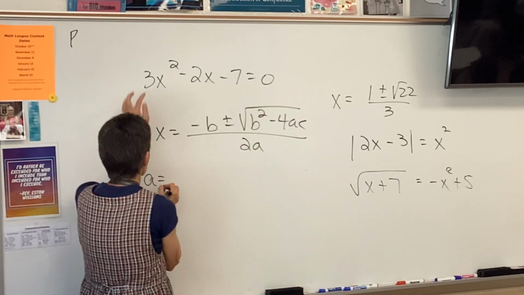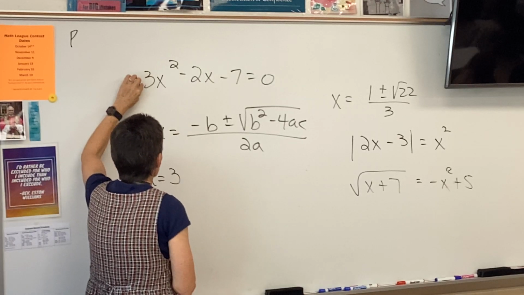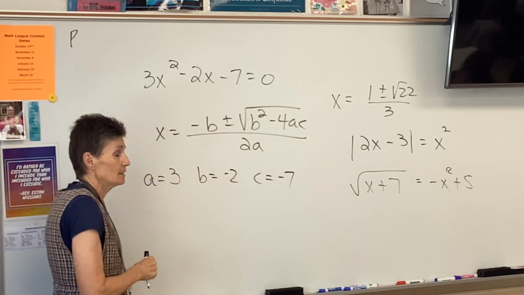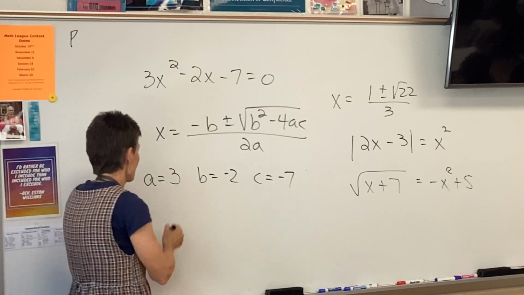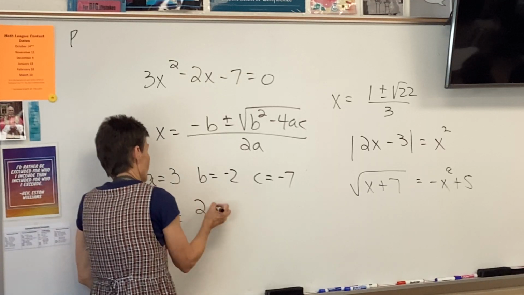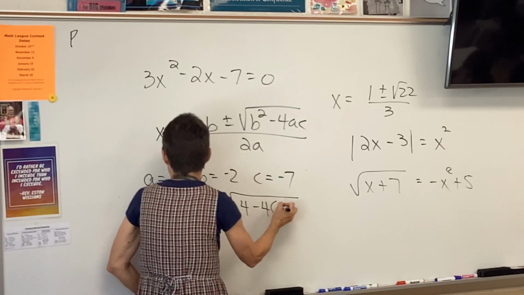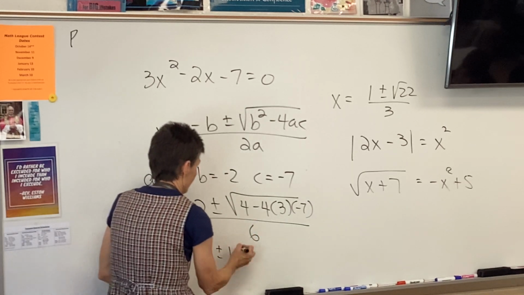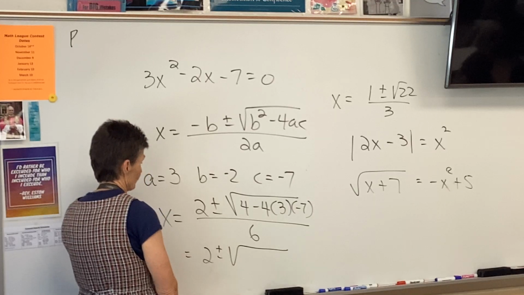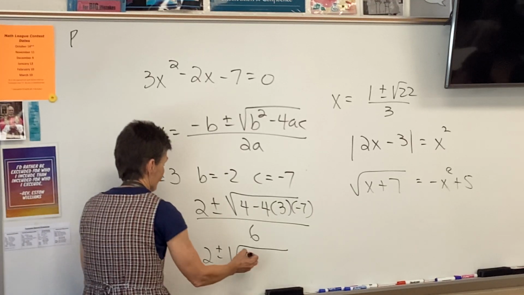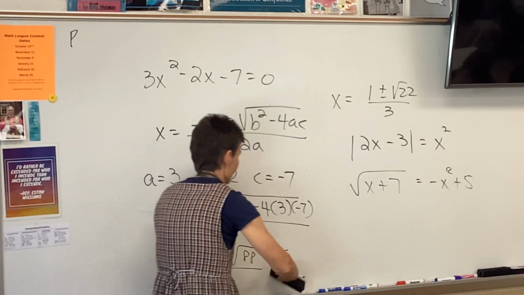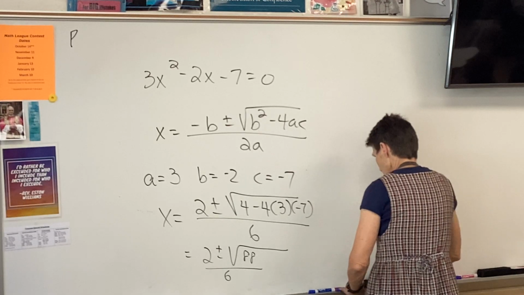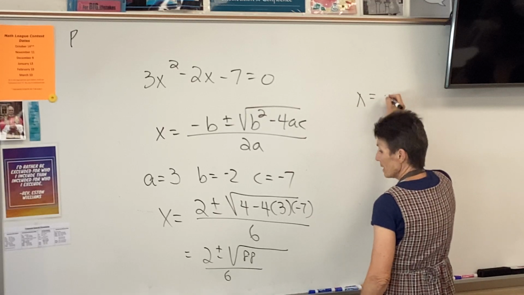And of course, a is your coefficient on your x squared, b is your negative 2, and c is your negative 7. We derived that the other day. Went through and actually figured out where it came from. Now we're going to use it. So one more time. Stop me if I mess up. Don't let me keep going down the wrong path.